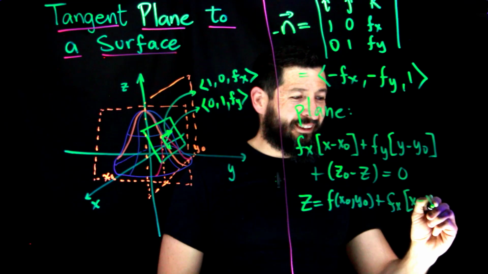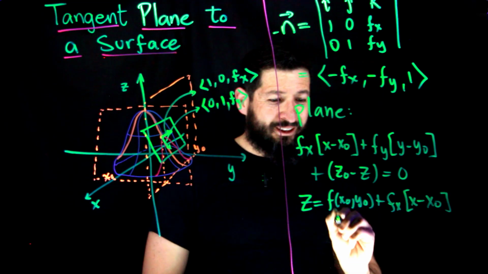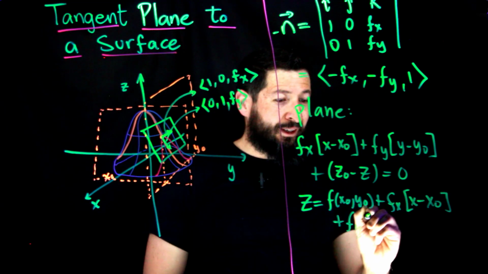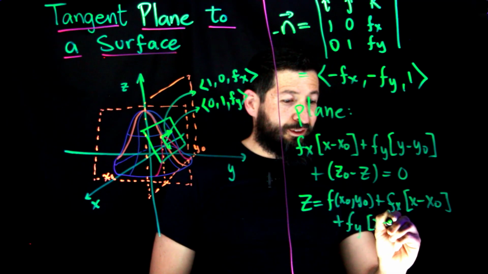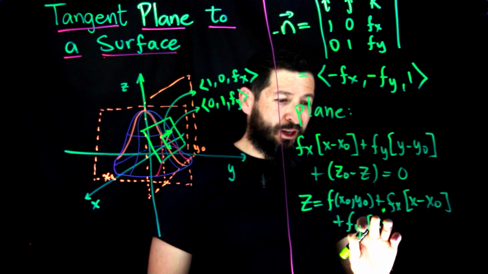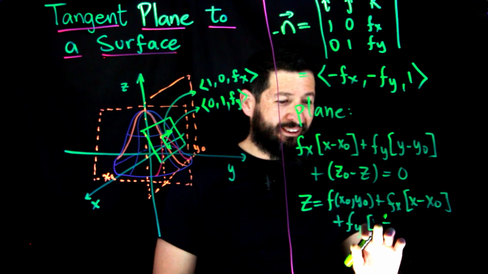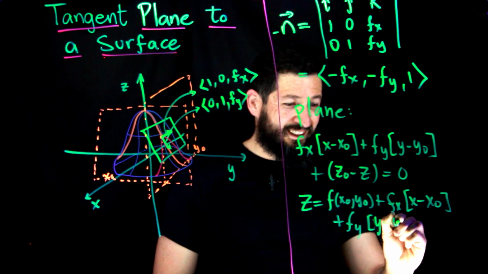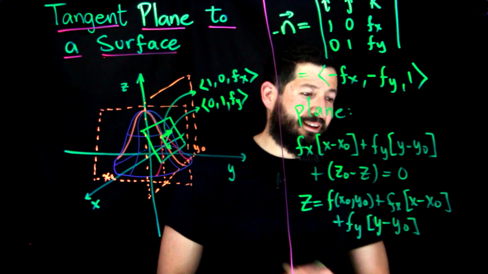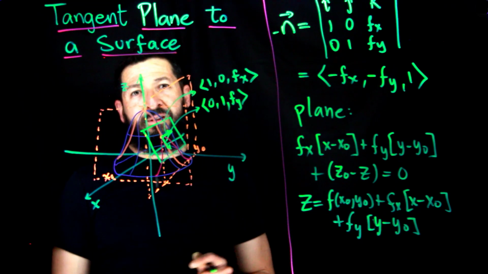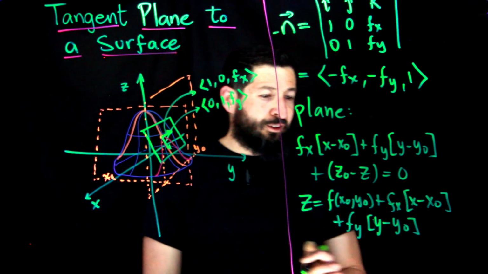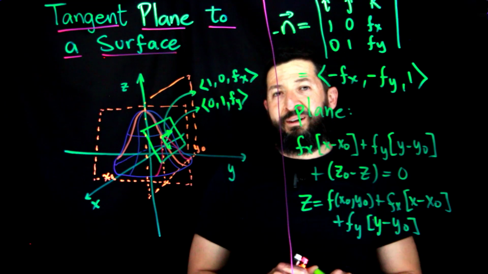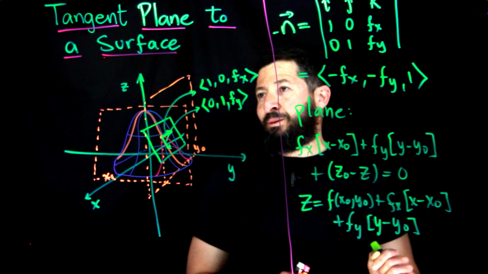How many times do I want to say that? Many. Plus f sub y, times y minus y0. Okay, I will erase. And that will give us the equation of the tangent plane. So it depends on the partial derivatives and on the value of the function.